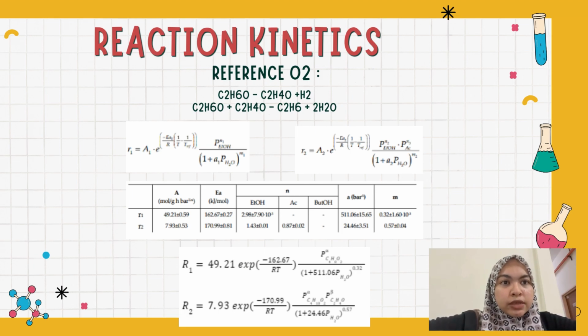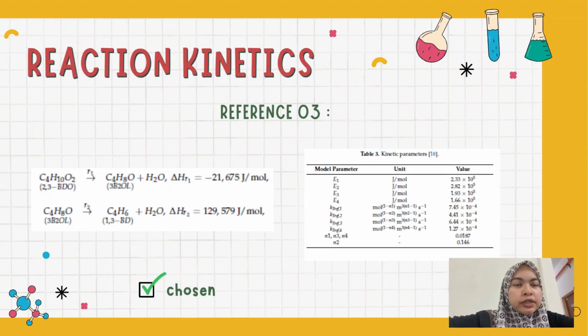For the third reference, the values of k reference 1 and k reference 2 are already given, which are 7.45 times 10 to the power of negative 4, and 4.41 times 10 to the power of negative 4. After considering all the references, we chose reference 3 because it is more similar to our reaction, and we use k reference 1 and k reference 2 for the calculation.